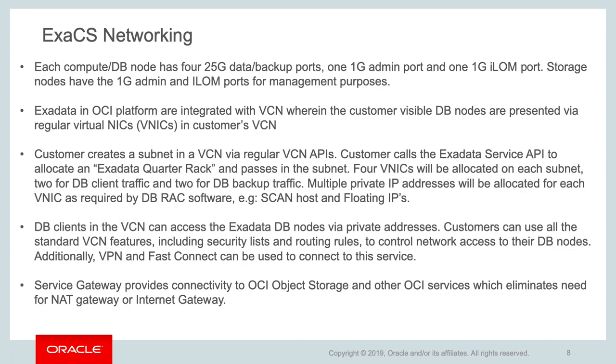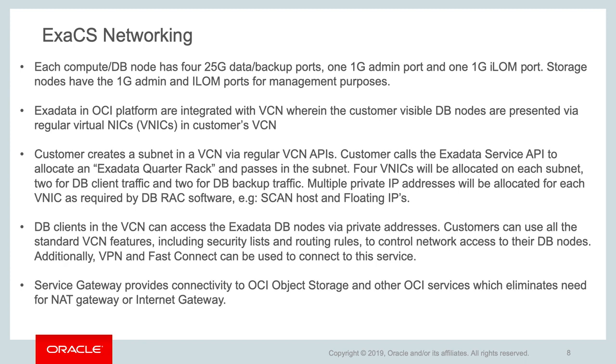Exadata and the OCI platform are integrated with VCN, which is a software defined network, and the customer virtual database nodes are presented via regular virtual NICs. We call them vNICs in the customer's VCN. Customers create a subnet in a VCN via either regular VCN APIs or the console, and call the Exadata service API to allocate an Exadata quarter rack, half rack, or full rack and pass it the subnet.